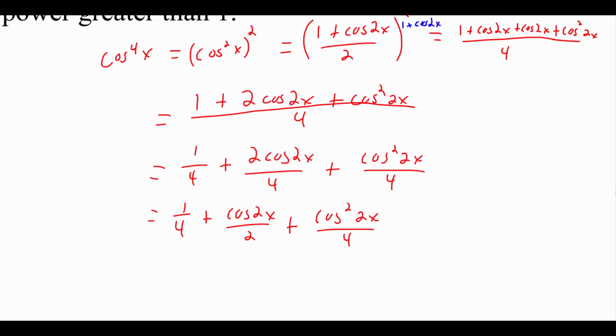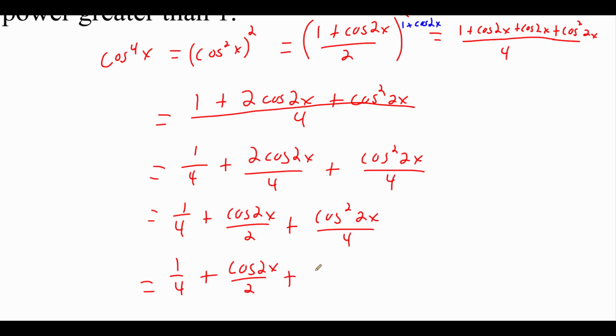Now we're not done, because we said that we didn't want to have any powers greater than 1. And right here, we still have a cosine squared. So we're actually going to need to use another power-reducing identity in there. I'm not going to change the first pieces at all. This is going to stay as a 1/4. This is going to stay as a cosine of 2x over 2.